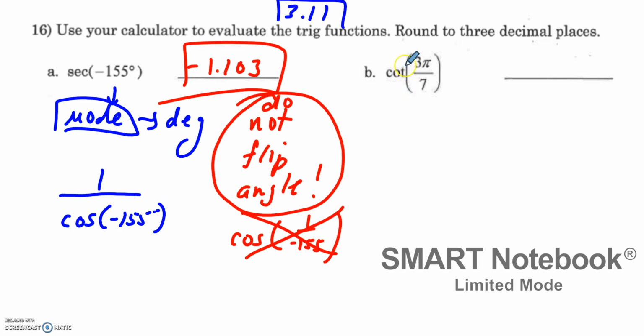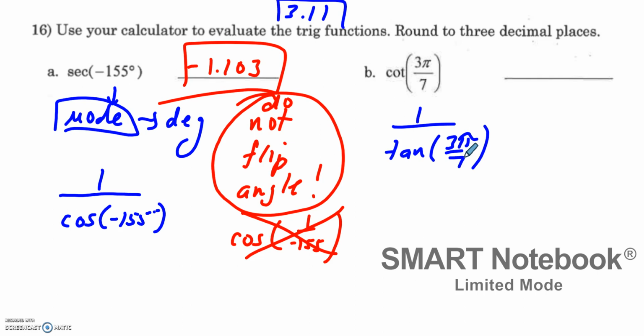Now if I look at part B, I think the reciprocal function of cotangent is tangent, which means this is the same as 1 over the tangent of 3 pi over 7. Notice again, I did not flip the angle, because the angle is always attached to the trig function. It's the trig function that flips or finds a reciprocal.